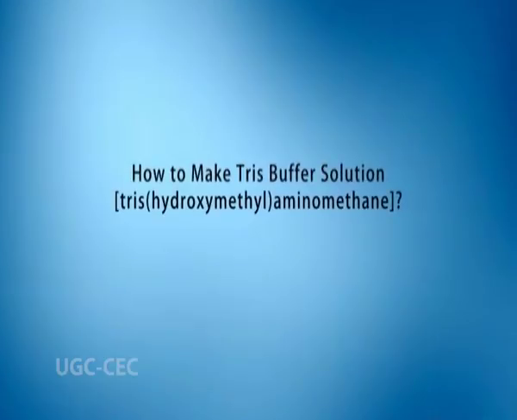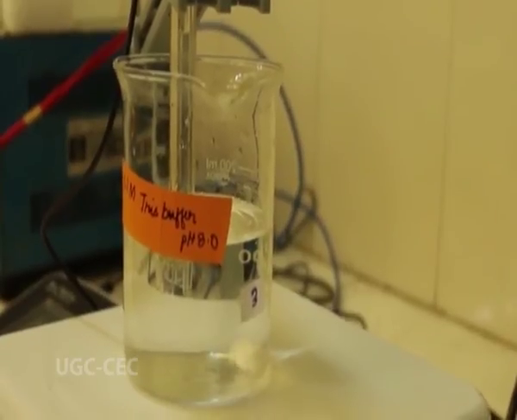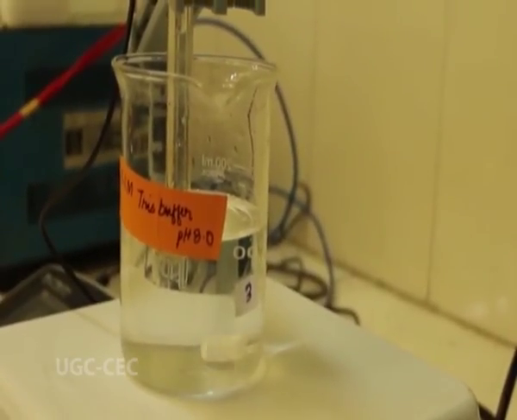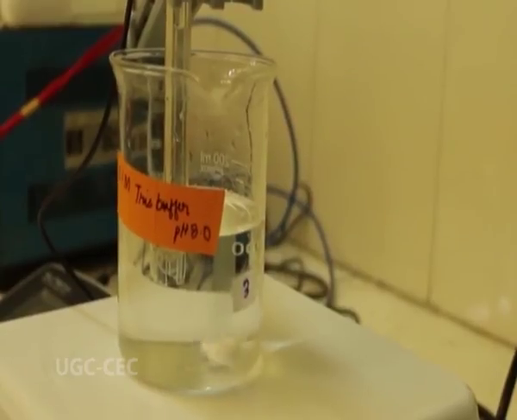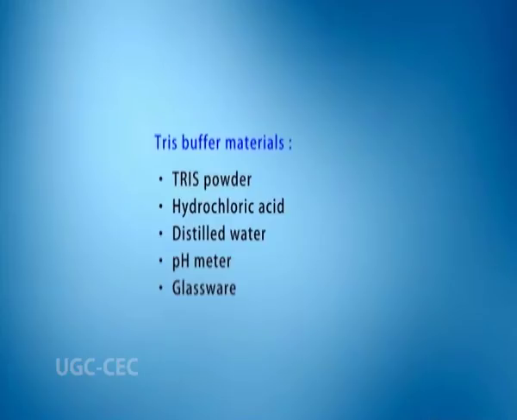How to make tris buffer solution, that is tris hydroxymethyl aminomethane. Tris has a pKa of 8.1, so tris buffer is made at pH 7 to pH 9. We can prepare this buffer at any concentration and any volume and use it to prevent large swings in pH of the solution. Tris buffer materials are tris powder, hydrochloric acid, distilled water, pH meter, glassware.